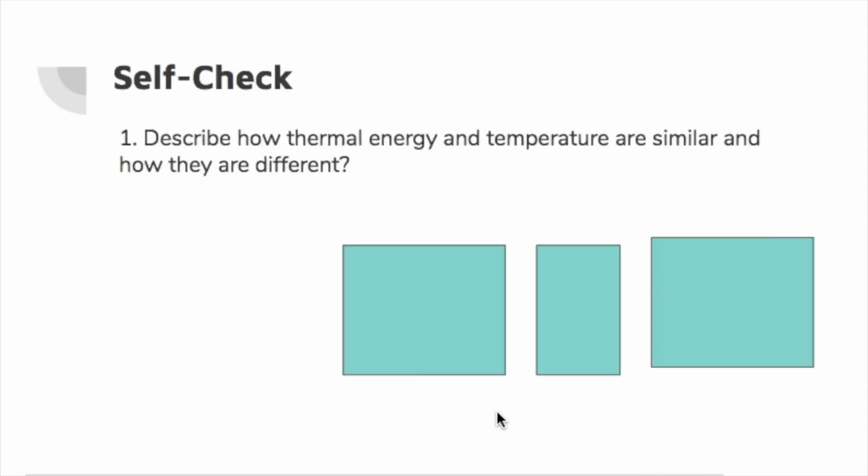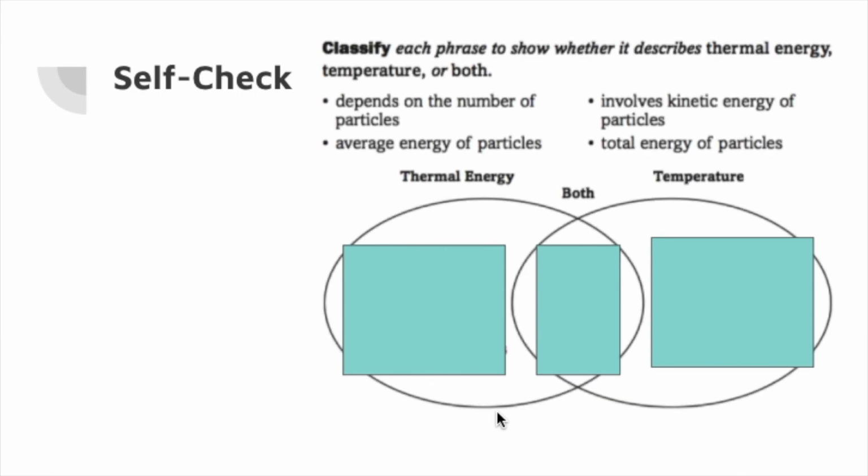Let's make sure we go back and take a look at the self-check at the bottom of page 114 to make sure we've got an understanding of these changes of state. Number 1 says, describe how thermal energy and temperature are similar and how they are different. Well, we're going to use a Venn diagram to do that. In the Venn diagram I have pictured here, each phrase is going to be identified as something that is considered thermal energy, temperature, or both, because we want to understand the difference between thermal energy and temperature and thermal energy and heat.